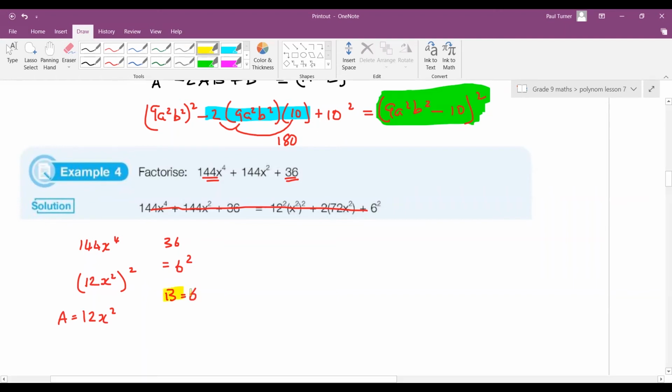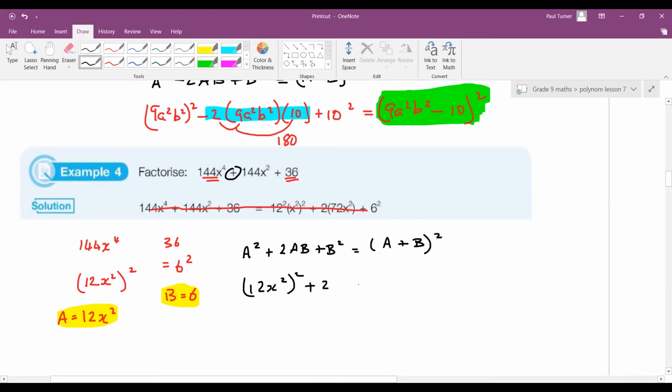So once you know what a and b are going to be, then we write our formula out. Let's use black. So a squared, and we have plus here. So we're going to be using plus 2ab plus b squared. And we know that is a plus b all squared. So if everything's working, we can factorize. So a squared was 12x squared, squared, plus 2 from the formula. a is 12x squared.